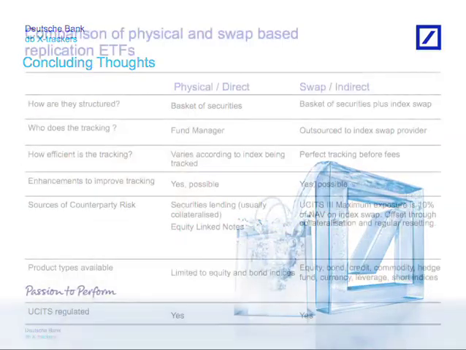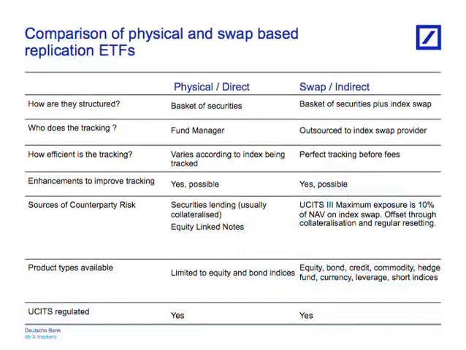Some concluding thoughts then. When you're comparing the physical and direct approach with the indirect or swap-based approach, you need to understand who's actually doing the tracking, who's delivering the tracking performance for you. In the case of a physical or direct replication ETF, there is a fund manager actually doing this job. In the case of a swap-based or indirect ETF structure, that's actually outsourced to an index swap provider. You get perfect index tracking, therefore, before fees.